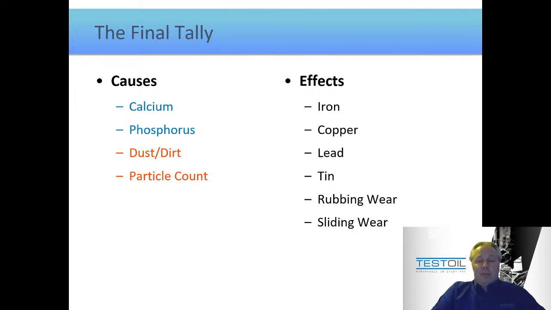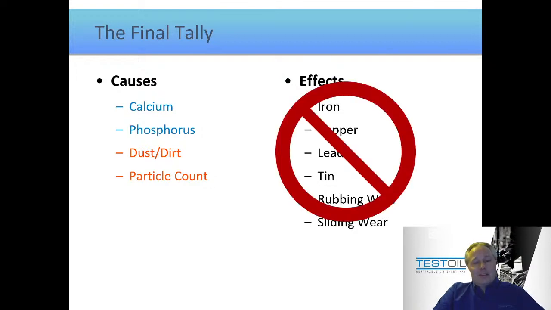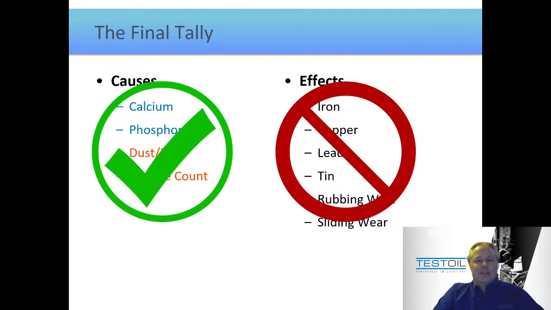Now, one of the reasons that we group things into causes and effects is so we don't focus on the effects. We focus on the causes. This is the section we want to pay attention to. This is the section we must investigate.